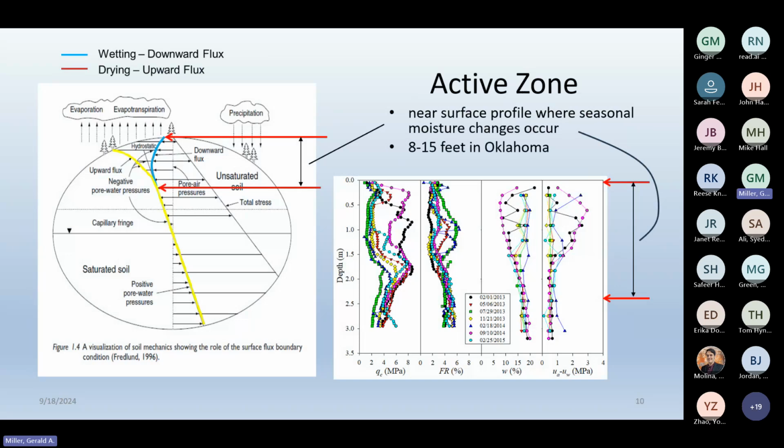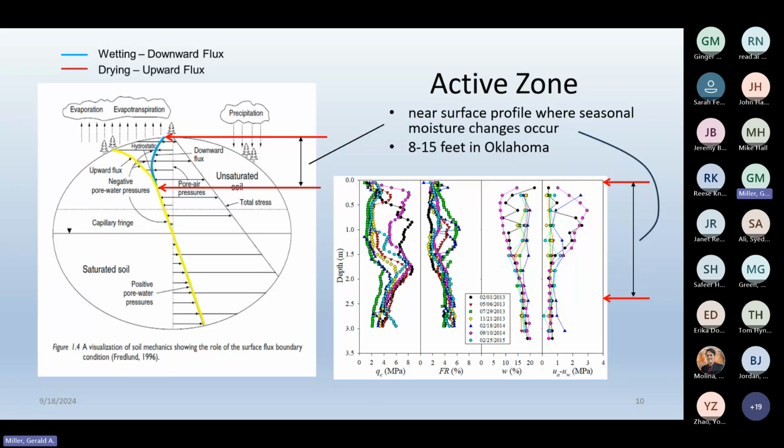On the left, you see a depiction of a soil profile. At the bottom part of the soil profile, we have saturated soils below the water table. And you'll notice that the pore water pressures, which is indicated by this line, are positive below the water table. At the water table, they start to become negative. This is the capillary fringe, which is in a near saturated condition.